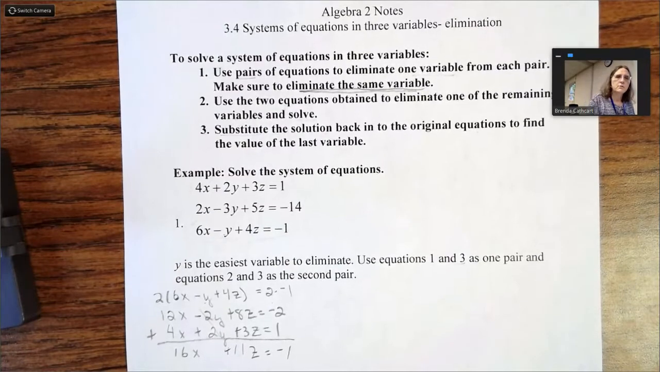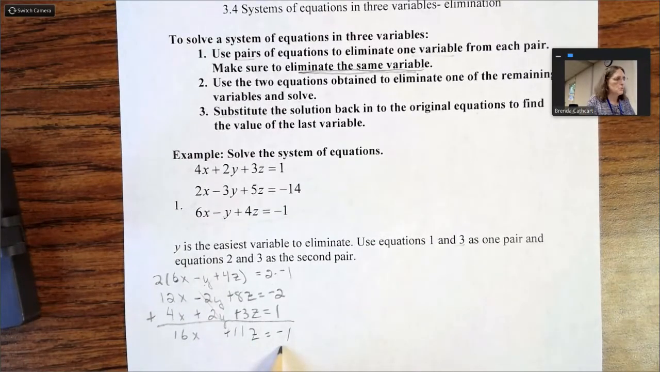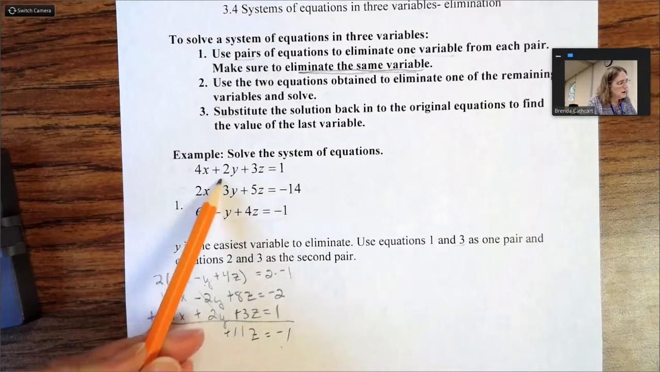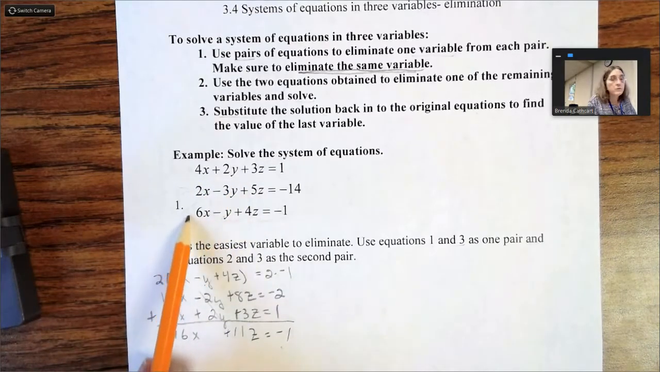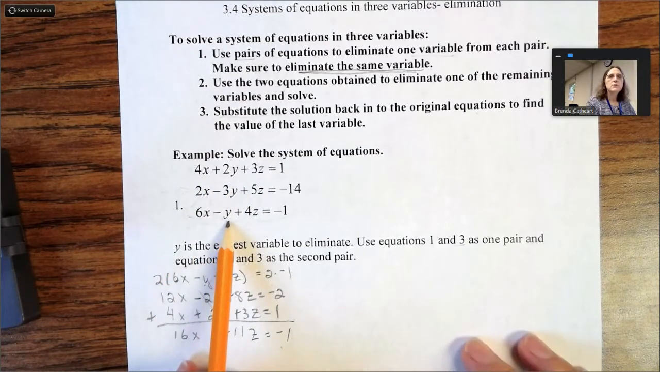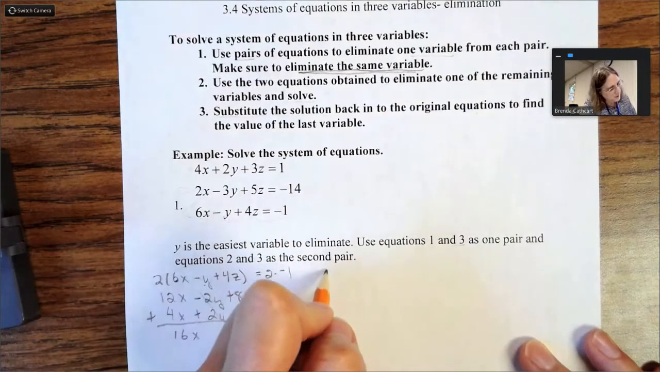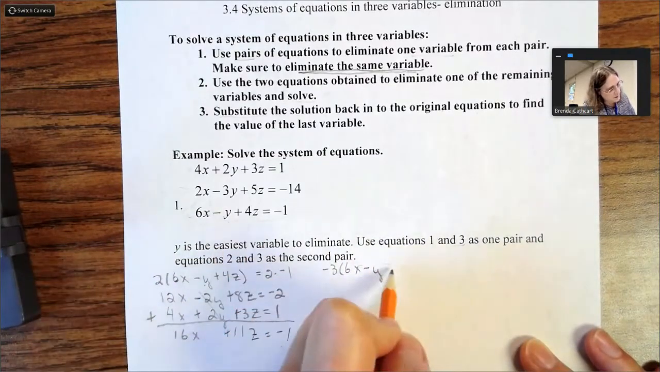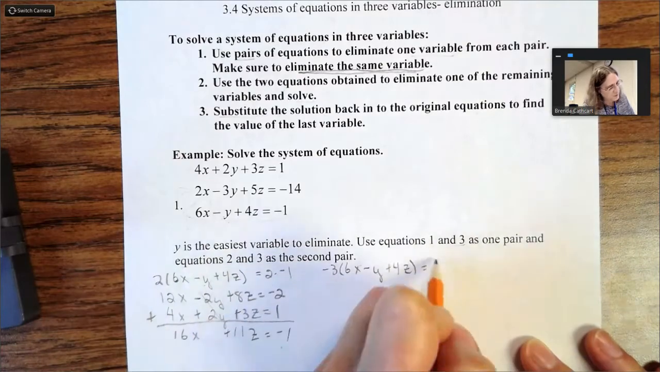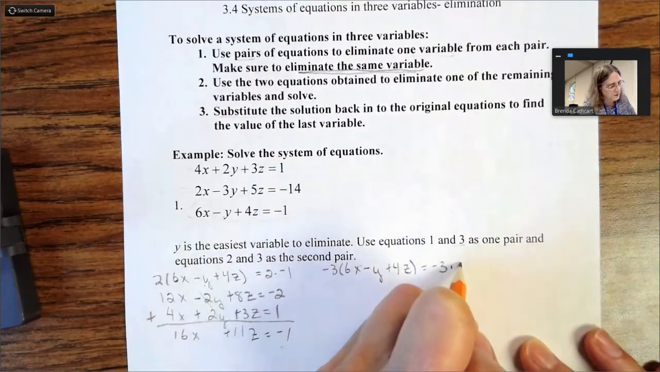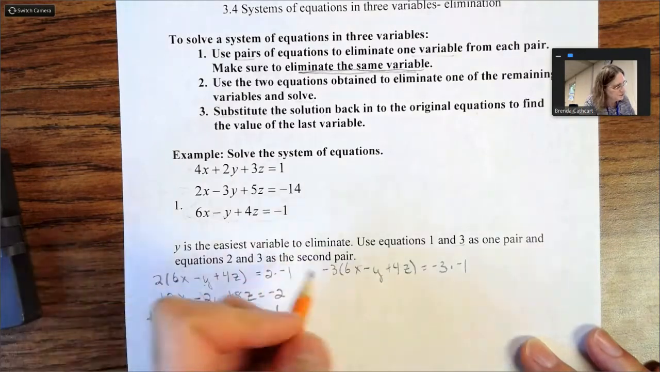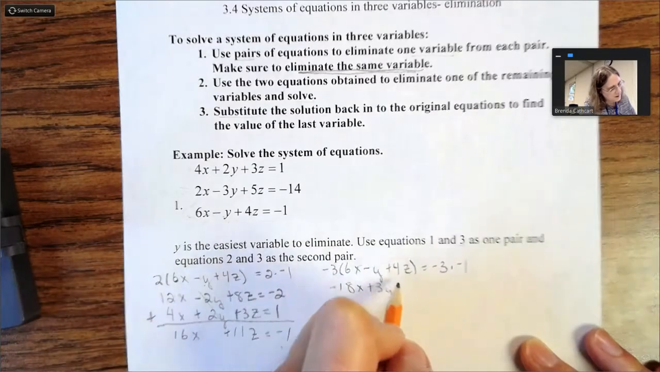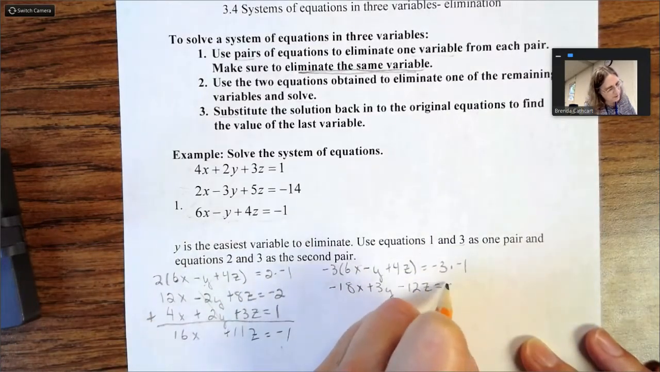Okay, continuing now that we have 16x plus 11z equals negative 1, now let's take a look at using equation number 2. Again, I want to eliminate the y, so I'm going to pair it up with equation 3 and multiplying equation 3 by negative 3. So negative 3 times 6x minus y plus 4z, and on the other side multiplying by negative 3 times negative 1. Distributing gives us negative 18x plus 3y minus 12z equals 3.